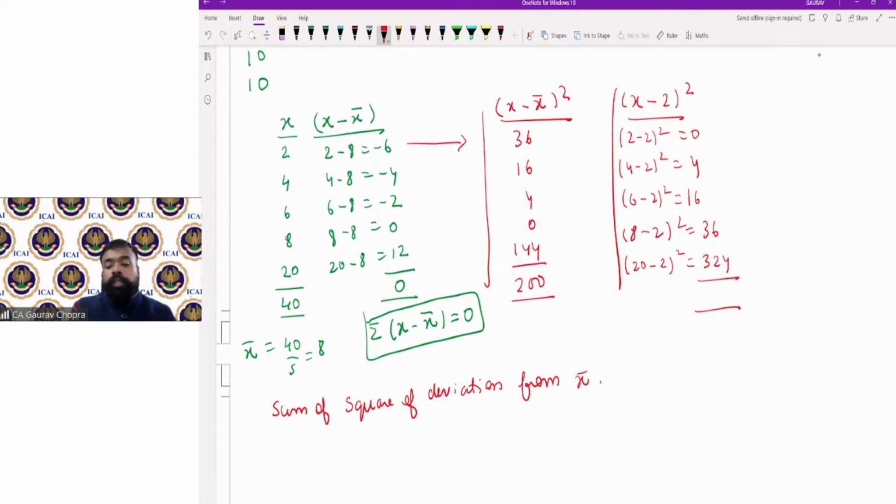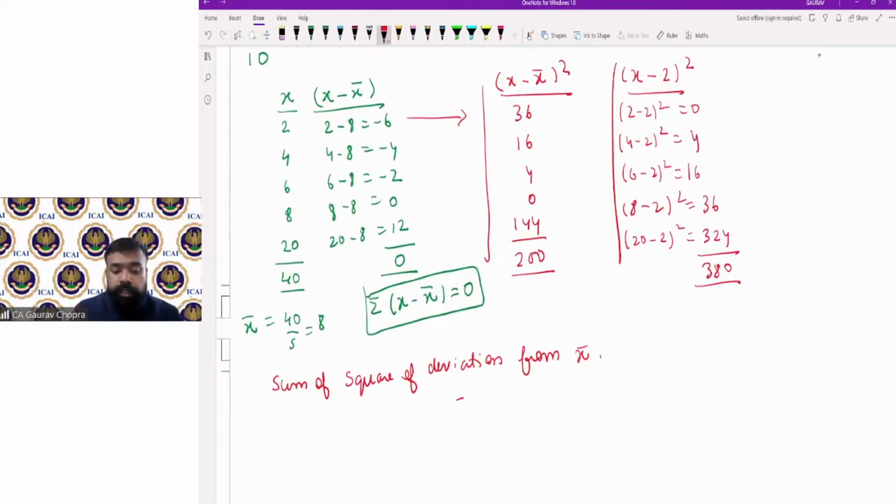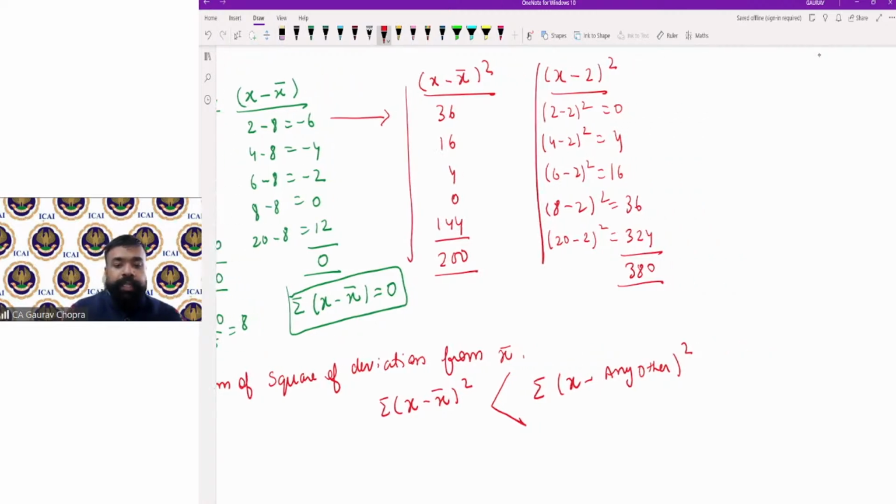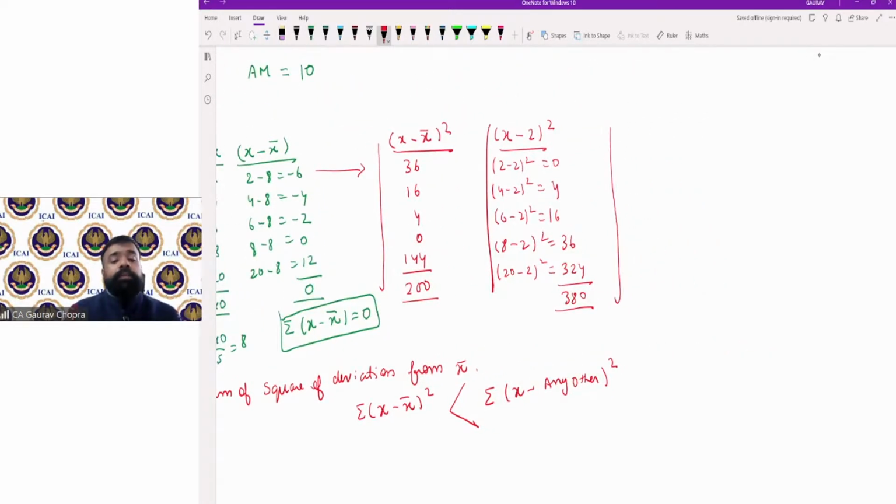Now, you can calculate the total, what we are getting, 360 and 380. So, the property says sigma (x minus x bar) whole square and sigma (x minus any other value) square. So, this value is always greater and deviation from mean side will always be smaller. This is the property. So you can take any value except arithmetic mean. Take any value, the total will be more than 200. It will never be less than 200.